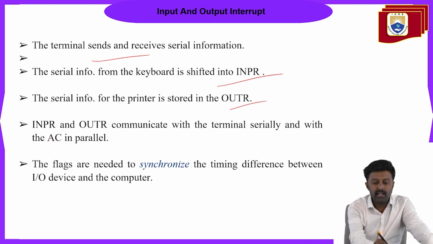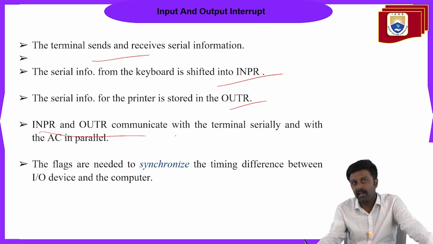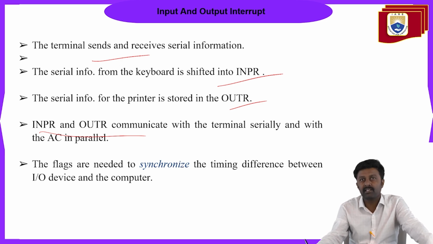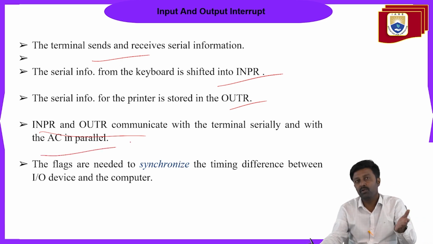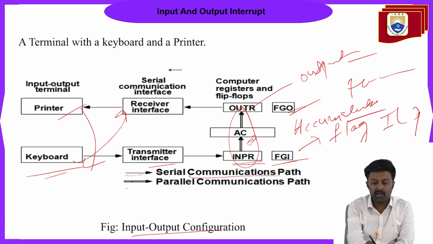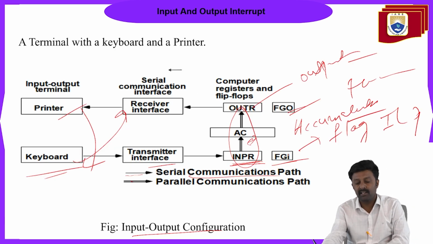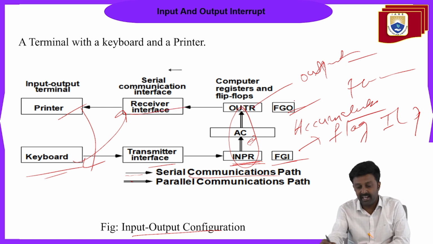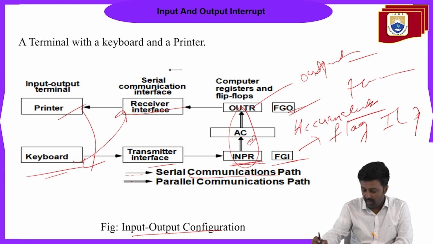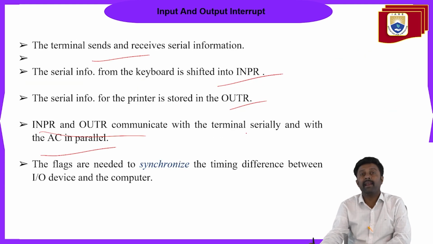So here INPR and OUTR, that is the input register and the output register, communicate with the terminal serially and with the accumulator in parallel. So here the input register will communicate serially, and OUTR will communicate serially, and these two, input and output, will communicate with the accumulator in parallel.